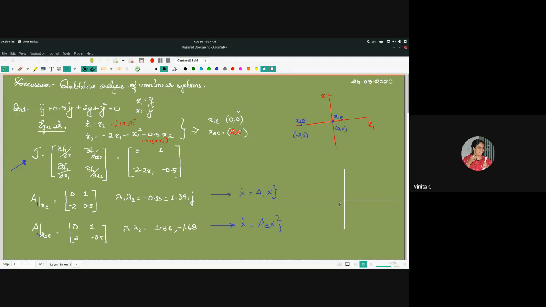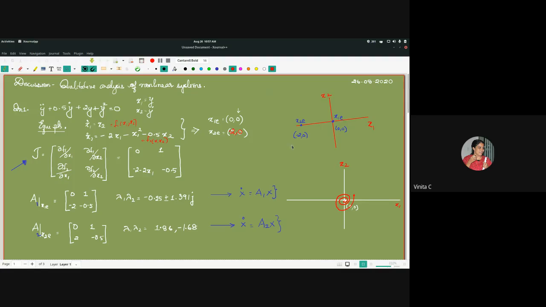So near the equilibrium point 0, 0, the behavior of the system will be like a stable focus. അതായത് if I have an initial point very near to 0, 0, the system would respond in this pattern. ഒരു stable focus പോലെ ആയിരിക്കും system ന്റെ behavior. So this is x1 and this is x2.